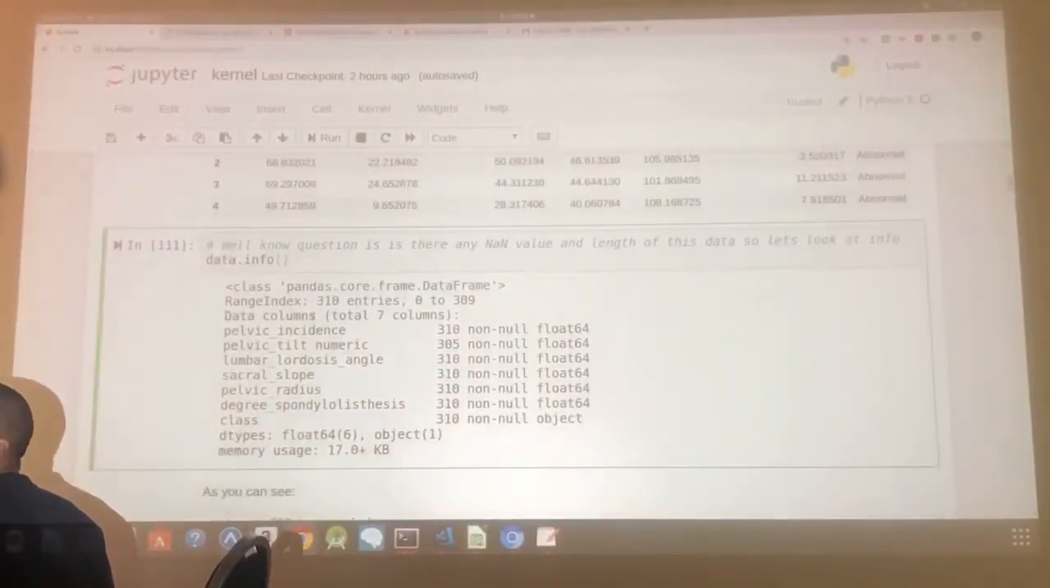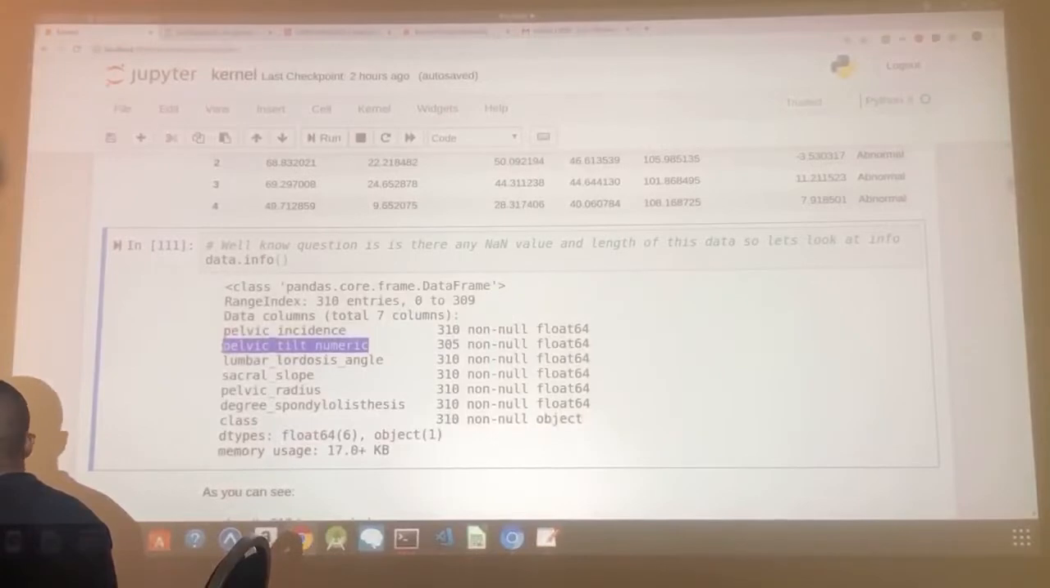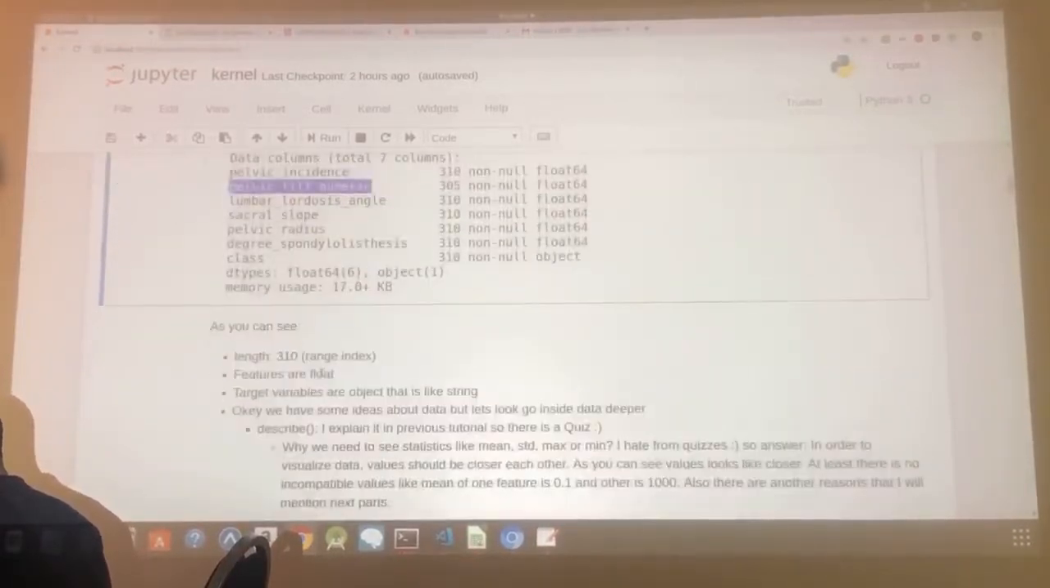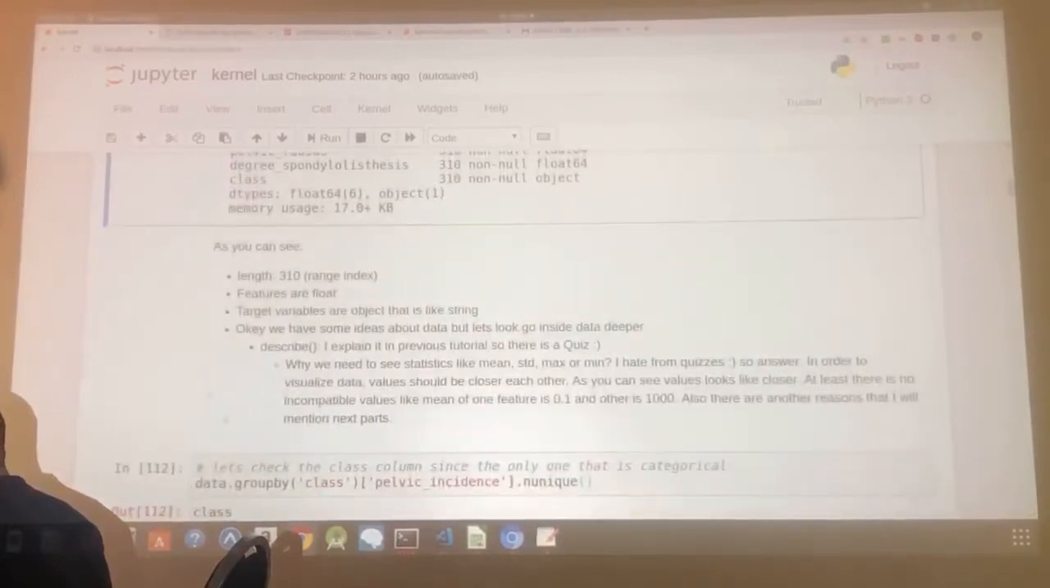The second thing that you want to do is to get information about your data, which you've learned about as well. If you look carefully, you'll see that everything is 310 except this, right? So there are some missing values there. We need to do something about that. Here's the explanation.